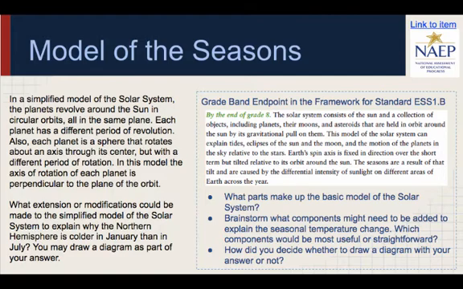You may draw a diagram as part of your answer. Students are required to draw a model of the solar system that includes planets, the Sun, revolution around the Sun, and rotation about an axis. Then they are asked to modify the model as needed to help explain seasonal temperature changes.